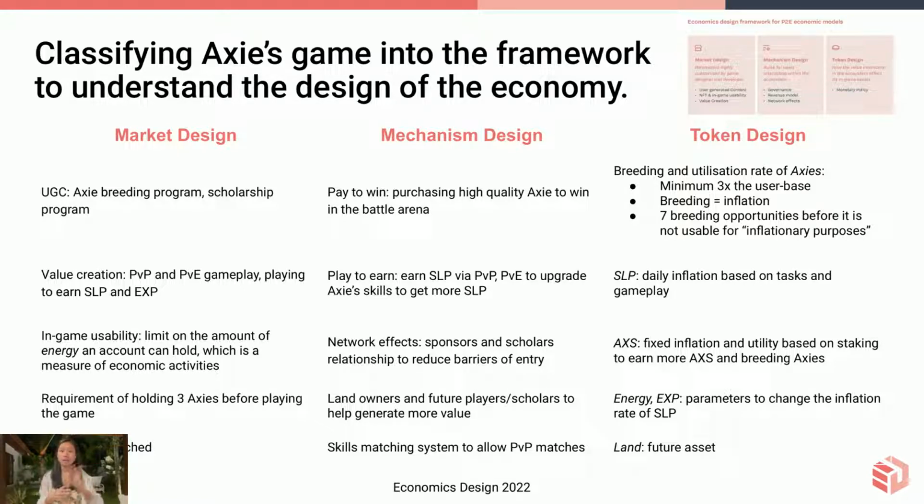The second thing is mechanism design. Here, they have a pay-to-win system, where you can purchase high quality Axies with a higher probability of winning in the battle arena. So you can pay to win. You can also play to earn, where you can earn SLP, the currency tokens, via PvP and PvE to upgrade your Axie's skills, your little creatures' skills, and you can get more SLP and AXS in the space.